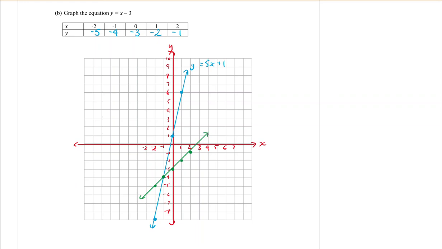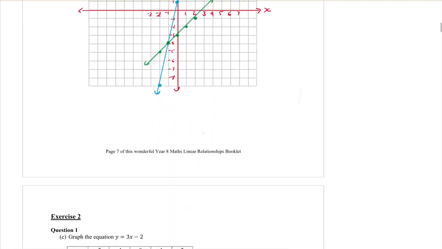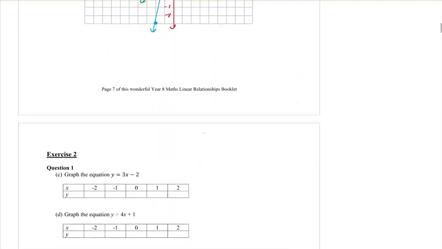So a couple of things you'll start to notice the more of these lines that you draw. The number in front of the x, or however much these are going up by, is telling you how steep your line is going to be. So this one had a 5 in front of it, so it was a super steep line. And the green one, it was only an x or a 1 in front of that, so it was nowhere near as steep. Another thing that you can also start to look at is sometimes your lines intersect. This is called a point of intersection, where both of your lines go through, and the coordinates of that point of intersection would be -1, -4. Okay, so finish drawing those graphs up, and then you're starting on exercise 2.